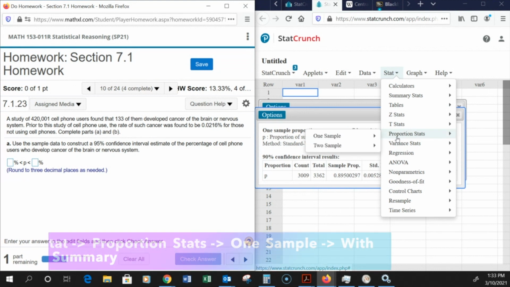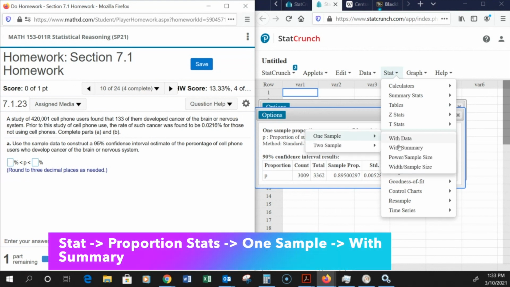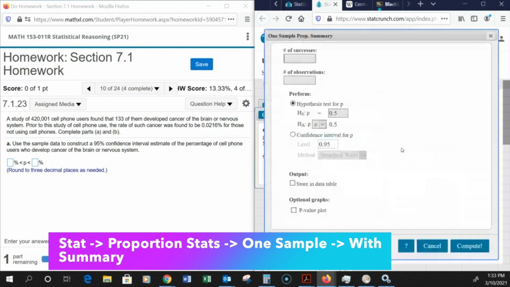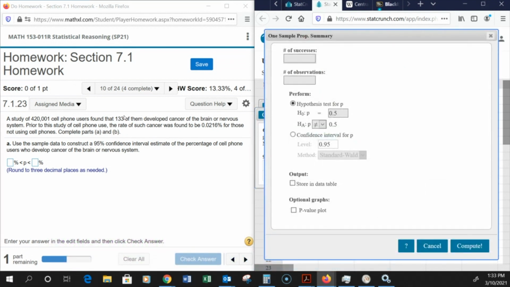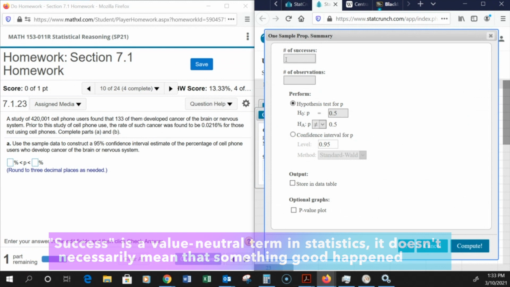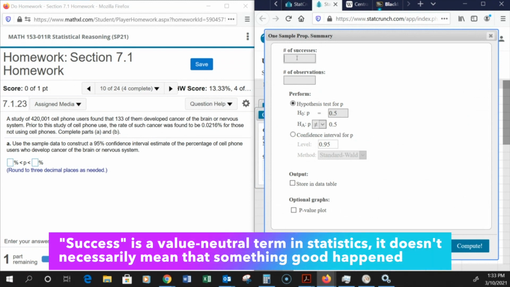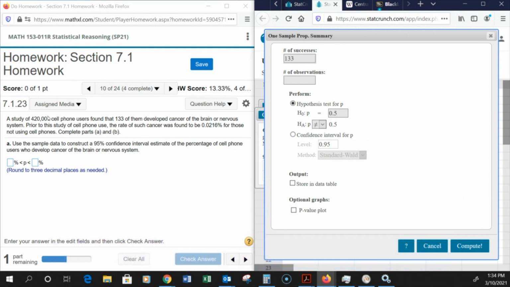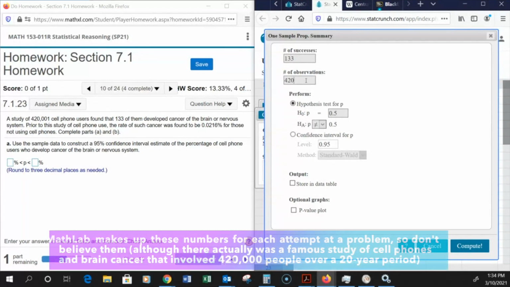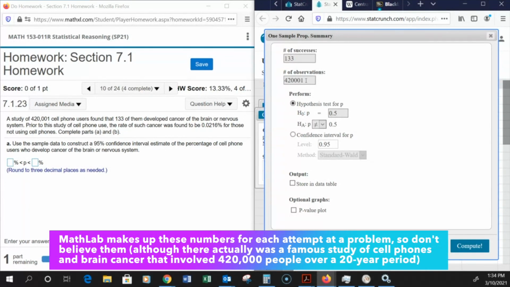We go to Stat, we go to Proportion, we go to One Sample, we go to With Summary. How many successes? Remember, the word success is arbitrary. It means the things we are counting. No one says, oh, Fred got brain cancer? Great, success. That's sad for Fred, but that's how we count. How many observations? A total of 420,001. I'm not sure how they got that extra one. Does that feel funny to you? I would have stopped after 420,000.